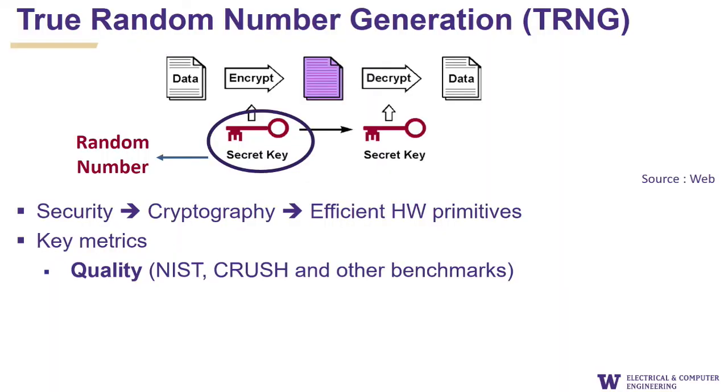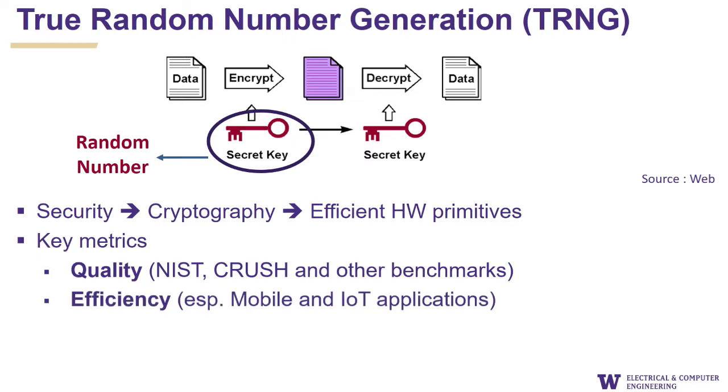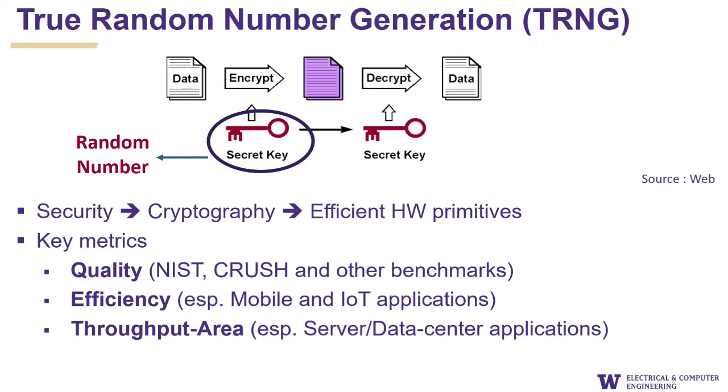So there's a measurement of quality, which is judged by benchmark tests that NIST has provided. There's another set of benchmarks called Big Crush and Little Crush. Efficiency becomes important in mobile and IoT applications. Fine, I'll generate this random number. How much energy am I going to burn in this energy-sensitive application? Throughput and area on the server or data center side: they basically require gigabits per second of true random number generation. How do we get those efficiently at the required quality?